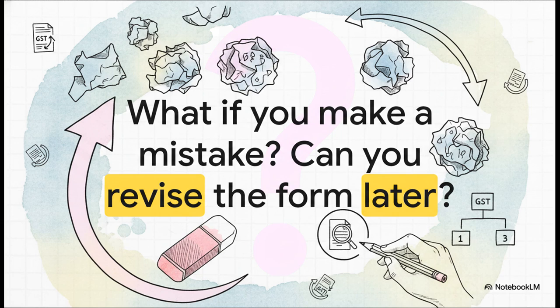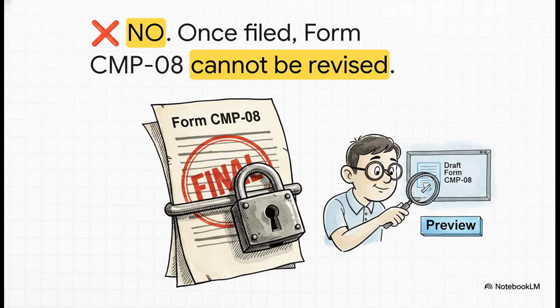Okay, let's be real. We're all human, right? Mistakes can happen. So what if you file your CMP-08, you hit submit, and then you realize, oh no, I put in the wrong sales number? Can you just go back and fix it? And yeah, once again, the answer is a big no.